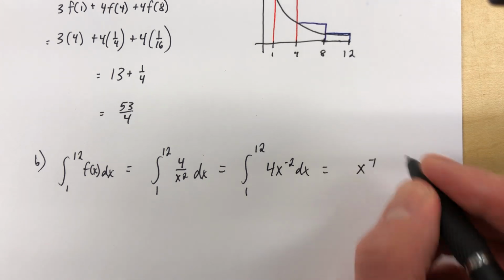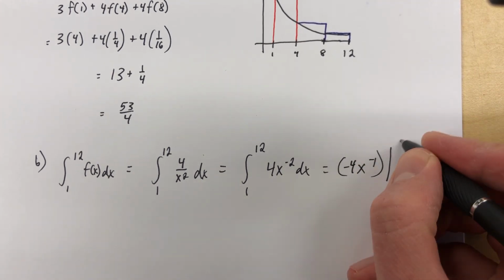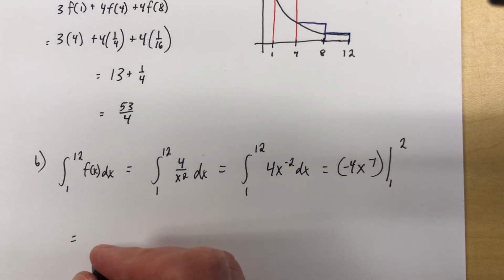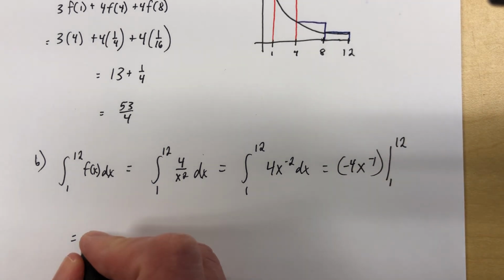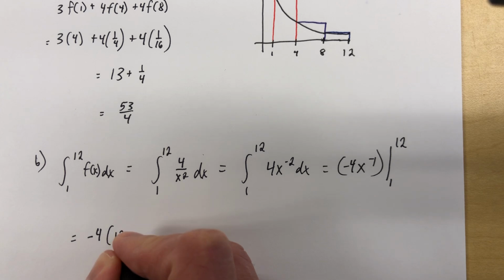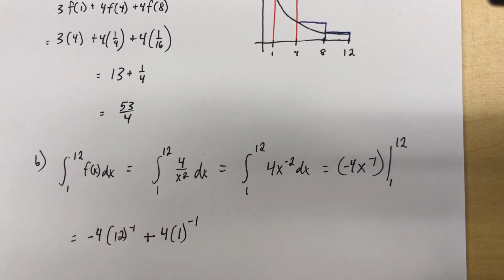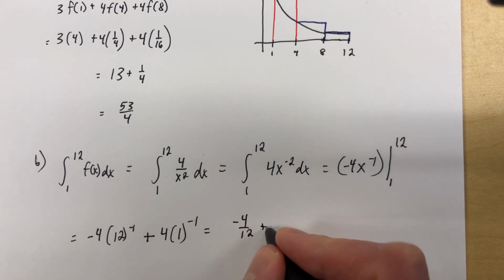There we go. Add 1 to your exponent. 4 divided by -1 is -4. We're going to do this from 1 to 12. Once you've taken the antiderivative, you do not need the integral symbol. Please don't put that back in there. That's going to give me -4 times 12 to the -1, minus -4 times 1 to the -1. That means I have -4 over 12 plus 4 over 1.